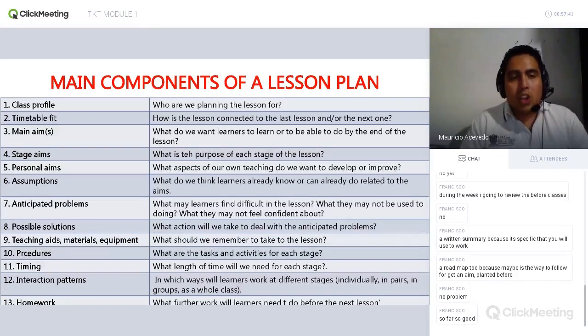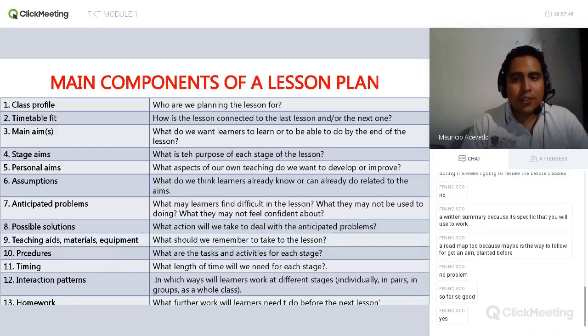So, questions or problems, Francisco, about these components? Have you taken notes about them? I hope you have. Excellent. No problems then? No questions? Are they similar to your lesson planning? Which ones of these components do you have in your lesson plan, Francisco?